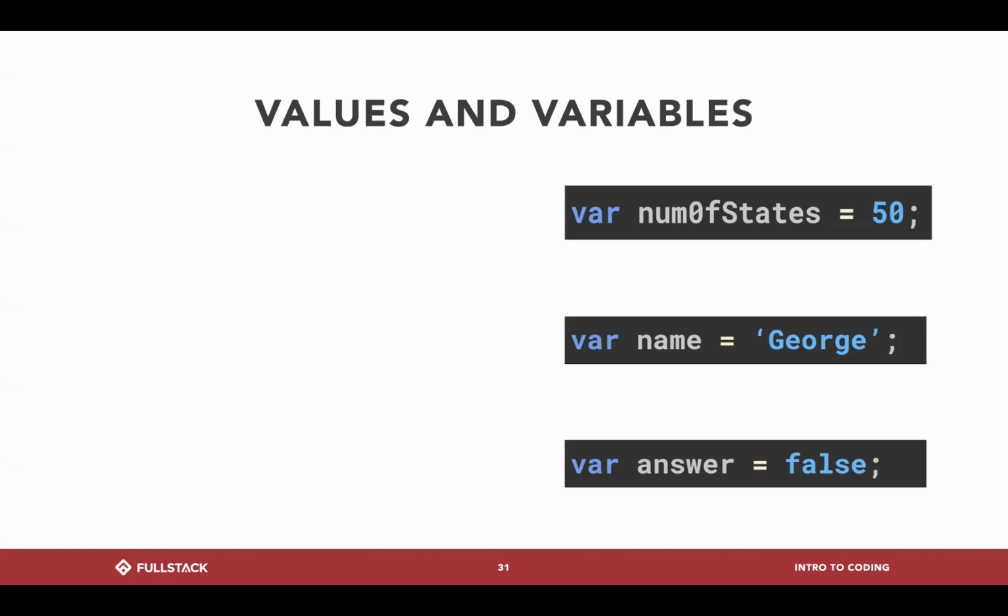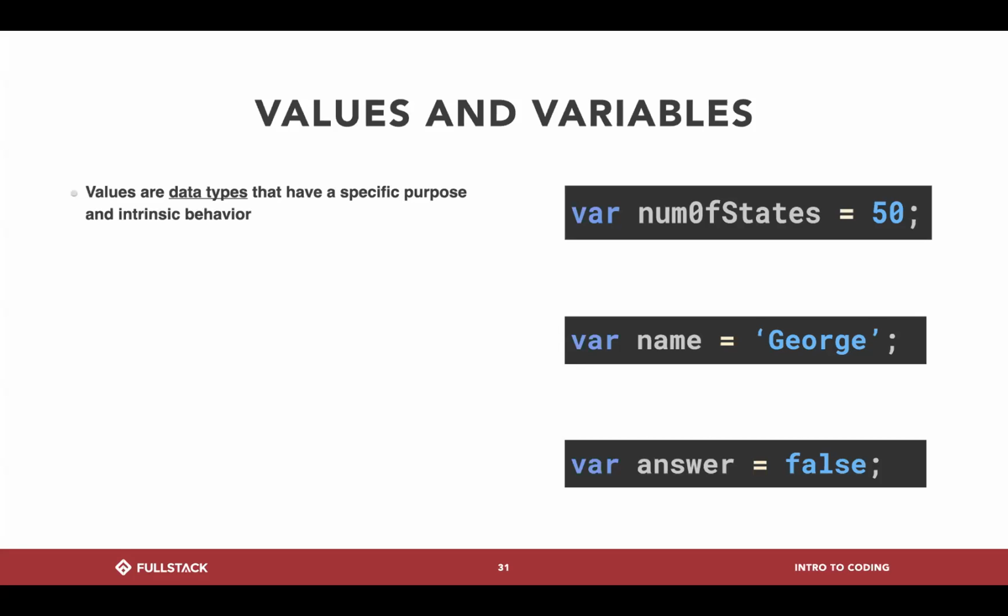Okay, cool, great. So, numOfStates, you can see 50, name, George, answer, false, right? We're taking values, taking data, and storing it inside of these things called variables. We can name them something that has some kind of meaning. numOfStates, 50. Okay, there's 50 states. So now I can assign a meaning to this number. George, name. Okay, someone's name is George. Answer, false. Okay, there's a piece of data that is false, and now I'm going to store it in a variable called answer.